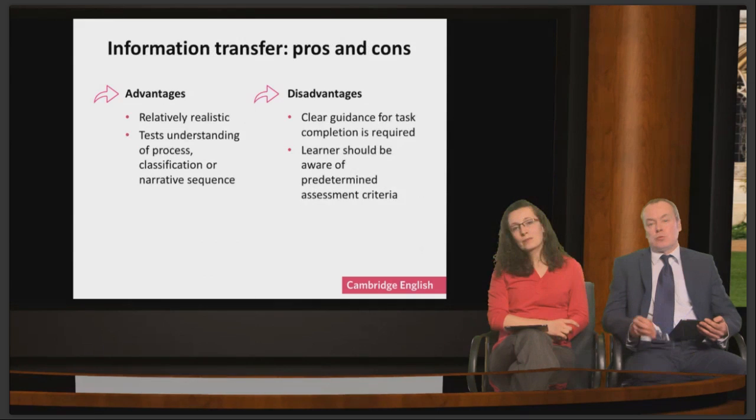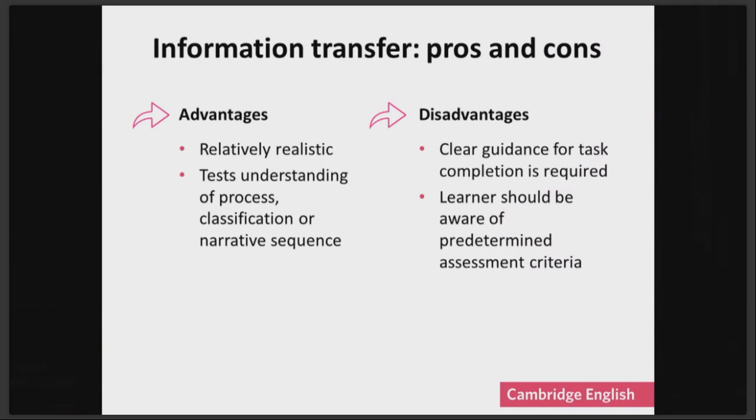Information transfer tasks require limited writing. See the example in the handout, pros and cons. These could come close to real-life tasks in some academic or workplace contexts. Table and chart completion or labeling parts requires comprehension of steps in a process, classification system, or comprehension of the sequence of events in a story.